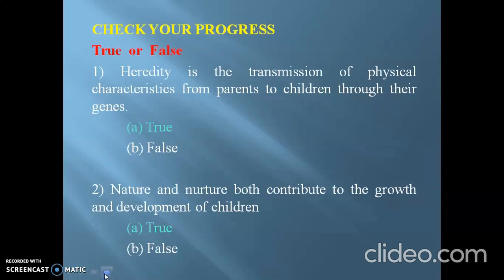Check your progress. True or false? Question number 1. Heredity is the transmission of physical characteristics from parents to children through their genes. True or false? Answer is true. Heredity is the transmission of physical characteristics from parents to children through their genes. It is true.